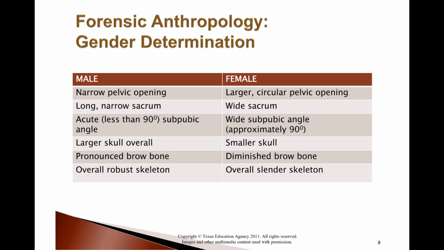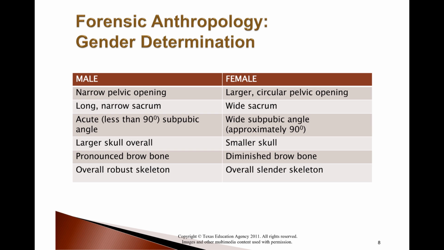So starting with the male, one of the first things we can look at would be the pelvis. Now, the female skeleton is designed to deal with childbirth, which means that our pelvis tends to be larger, it tends to be more circular, and it has a bigger opening. Okay, and all of this is because baby has to fit somewhere. So that's one of the main differences between the male and the female.